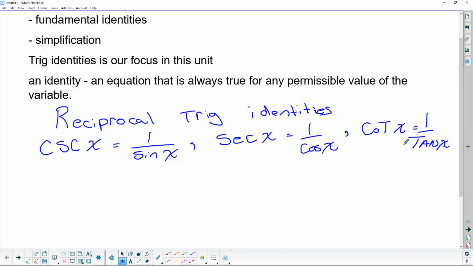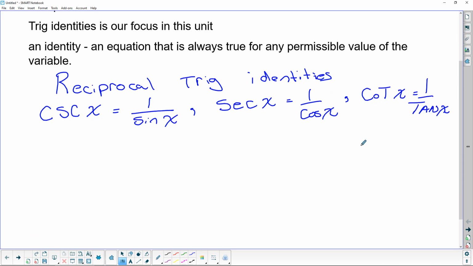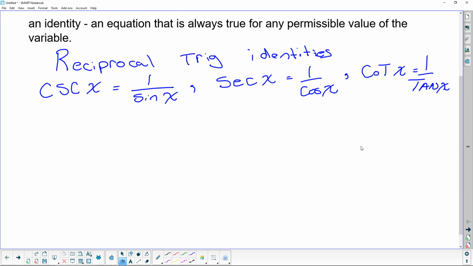All right, yes, it should be tangent, obviously. Cotan and tangent. Okay, so you can rearrange these as well. Also, the sine could be over here and the cosine could be here. They could be switched around as well. But those are the 3 reciprocal identities. Okay, we're familiar with that from the very beginnings of the course a little bit.